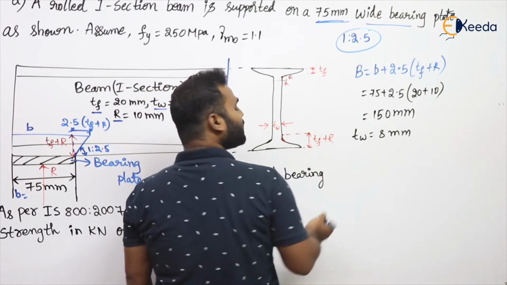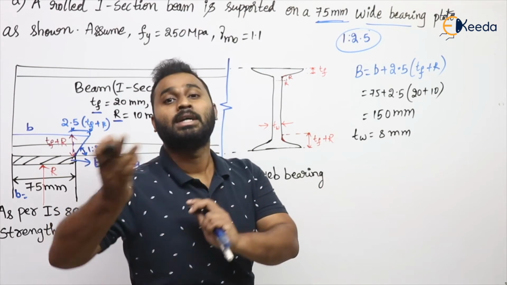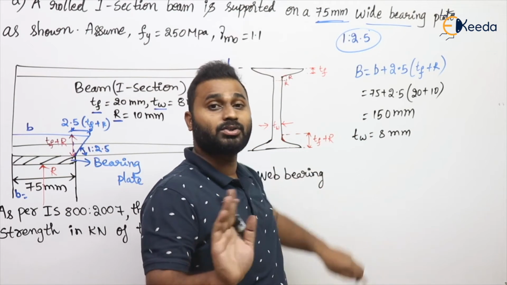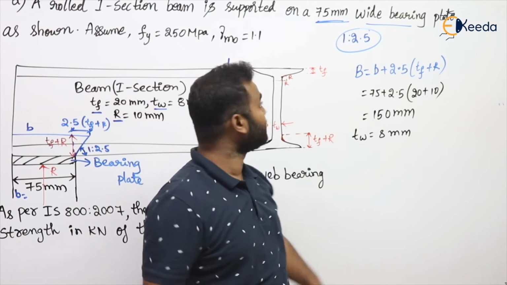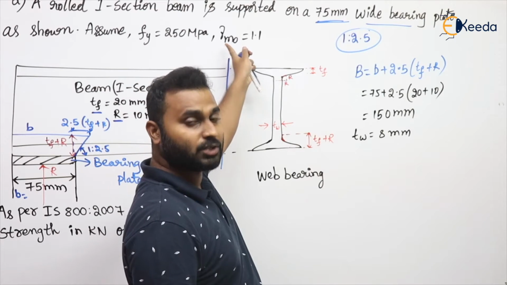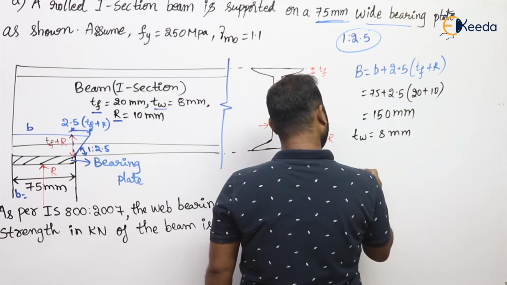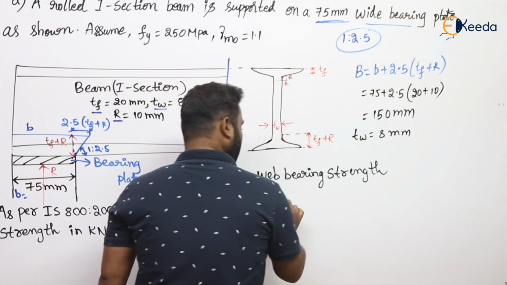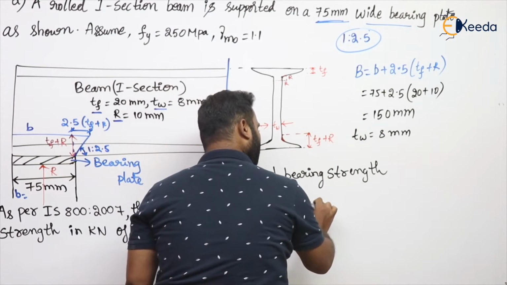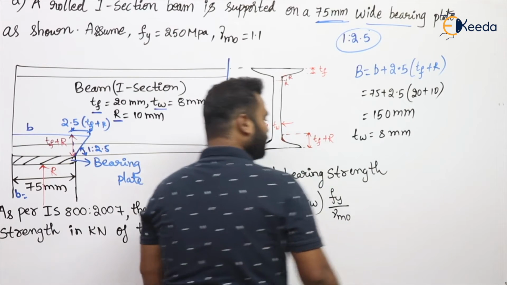As I keep on saying all the time, to get the bearing strength or the force, what is the formula? Area into stress. Now area is capital B into TW. Stress here we need to consider is the design stress, that is Fy, the yield stress, upon the partial factor of safety for material, that is 1.1. So web bearing strength is equal to area, B into TW, into design stress, that is Fy by gamma m naught. Is that okay? This is the formula.